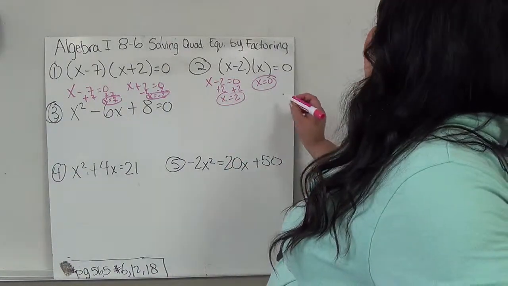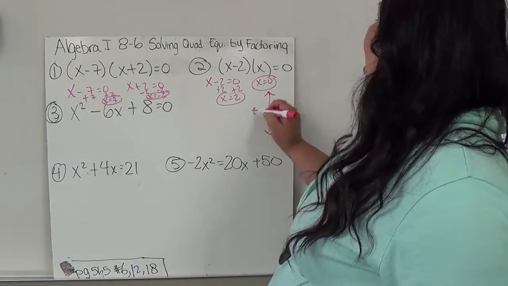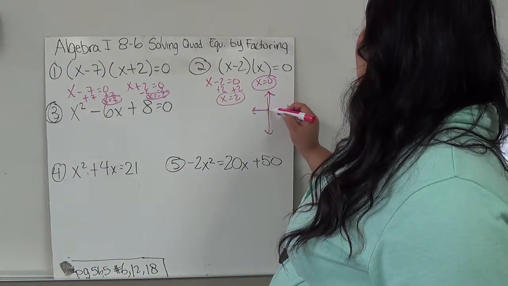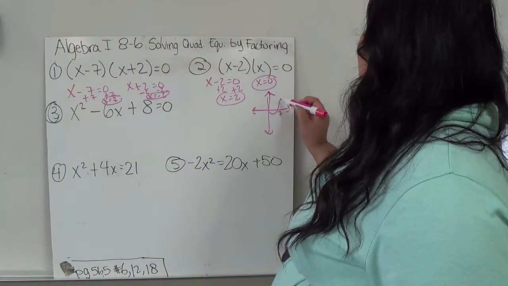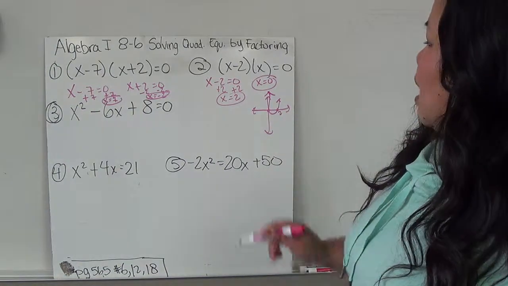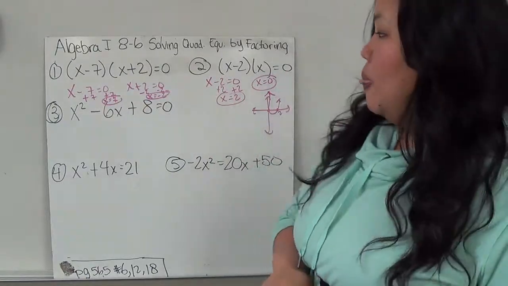And again, if I was going to review this, this basically means that if I were to graph this, the U would hit at 0 and positive 2, right here. That's what the solution means. And this one would hit at 7 and negative 2.